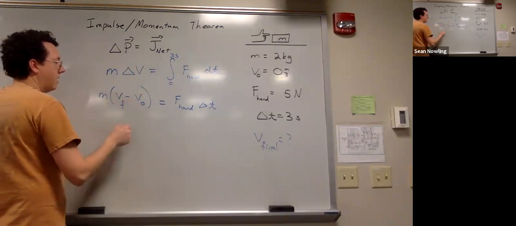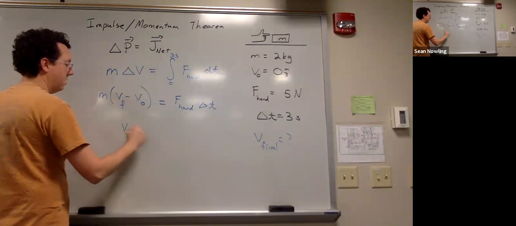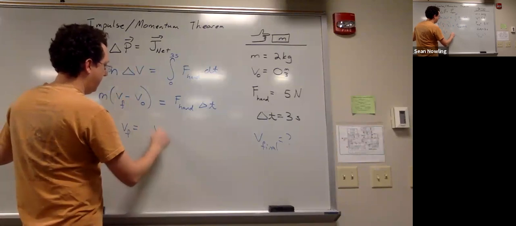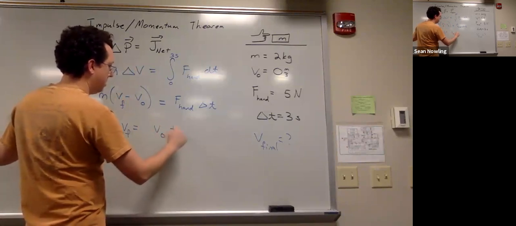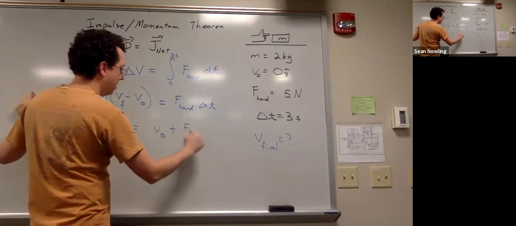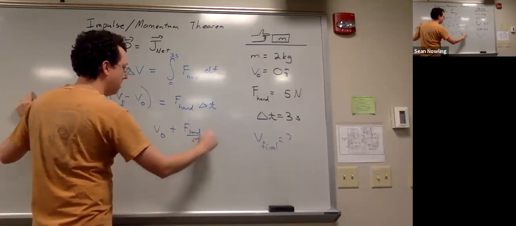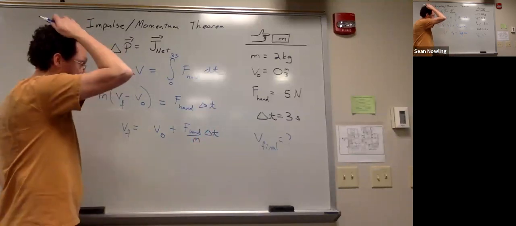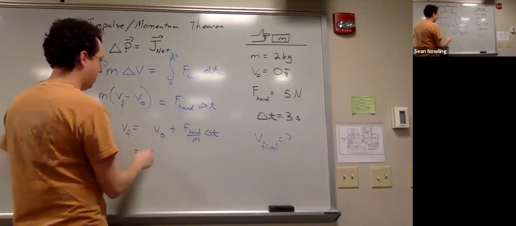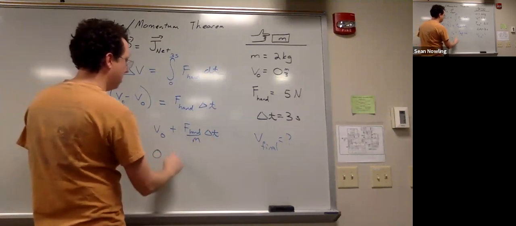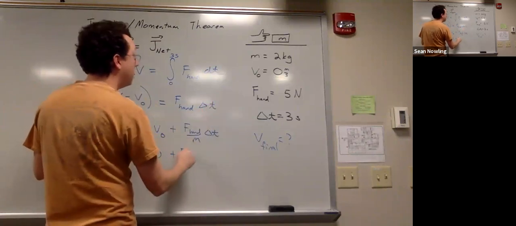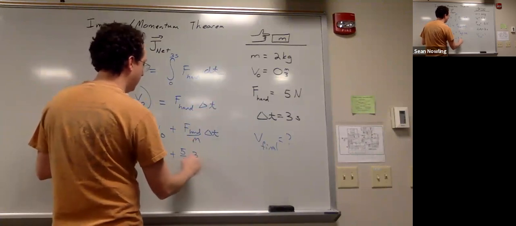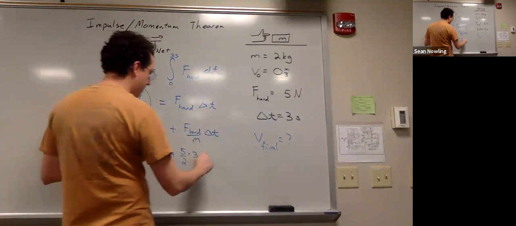And then I rearrange it and find that V final equals V initial plus force of the hand over M times delta T. We can plug in numbers. So we get 0 plus 5 divided by 2 times delta T, which would be 3. So that's 15 over 2, it's 7.5.